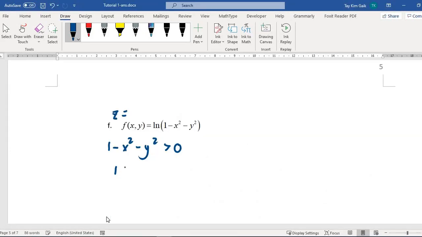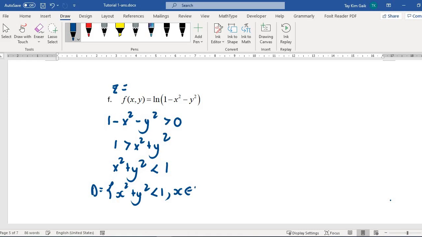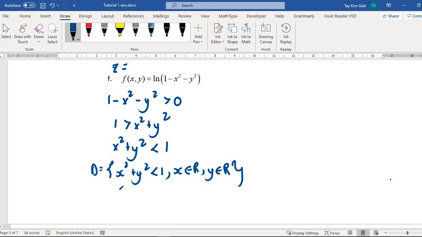That's why you have 1 greater than x squared plus y squared, or x squared plus y squared less than 1. So this is the domain. x squared plus y squared less than 1, such that x is a member of real numbers, y is a member of real numbers. Okay. So again, for x squared plus y squared less than 1, you have the value from 0 and then less than 1.